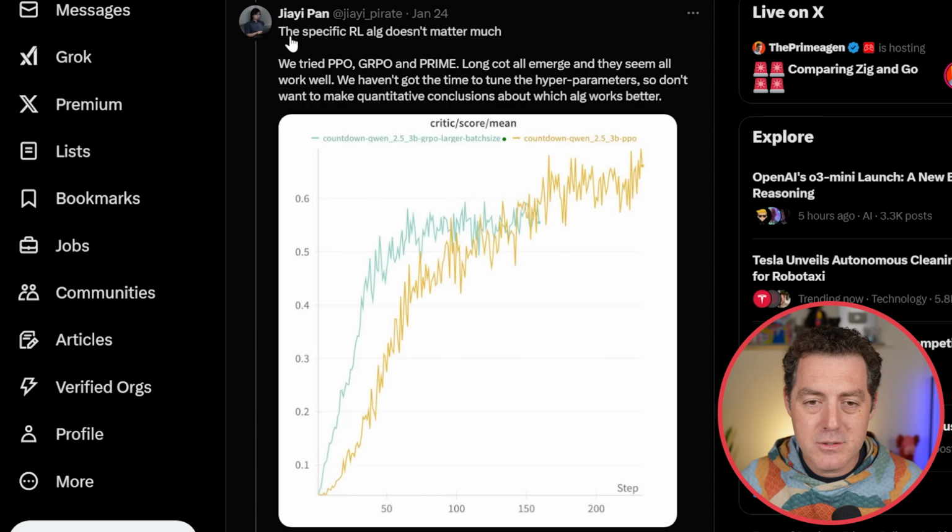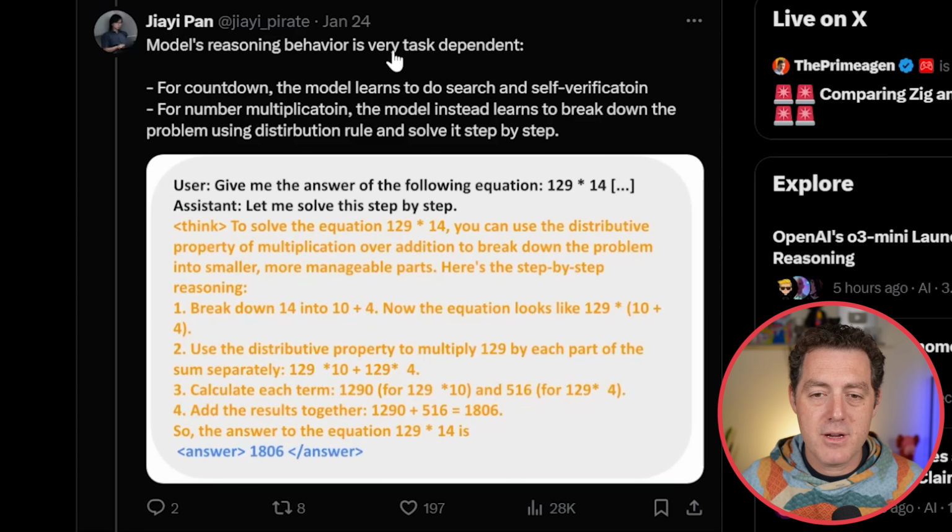So here we go. He continues with the specific reinforcement learning algorithm doesn't matter much. We tried PPO, GRPO, and Prime. Long chain of thought all emerge and they seem to all work well. We haven't got the time to tune the hyperparameters, so don't want to make quantitative conclusions about which algorithm works better. And the model's reasoning behavior is very task dependent. So for countdown, the model learns to do search and self-verification. However, for number multiplication, the model instead learns to break down the problem using distribution rule and solve it step by step. So interesting. So it really changes its behavior based on the task at hand.